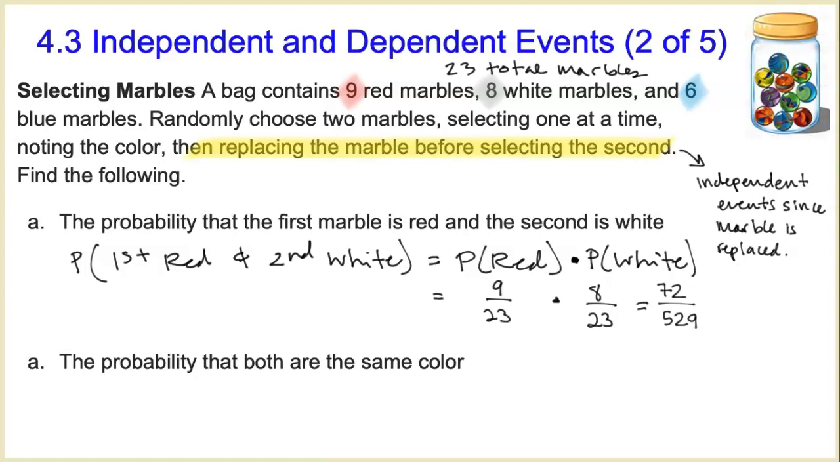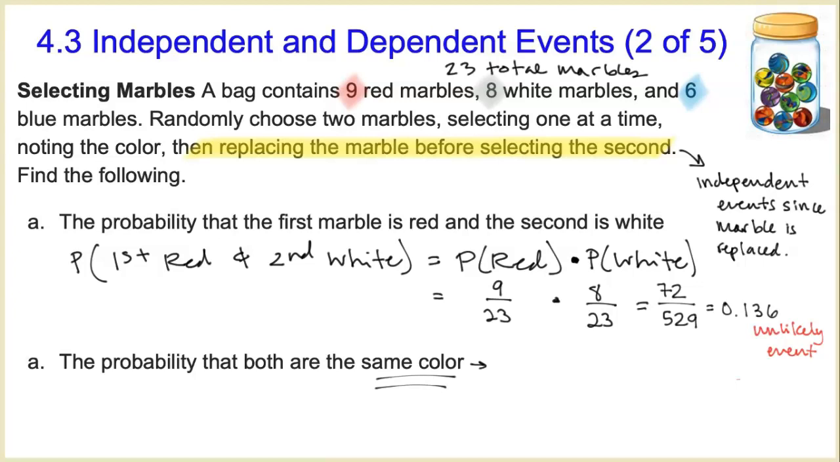So we want to reduce it if we can, and then have a decimal equivalent. So 0.136, which is again an unlikely event. And I want to keep reiterating the likeliness of that event to occur each time we talk about probability. So now we look at the probability that both are the same color.